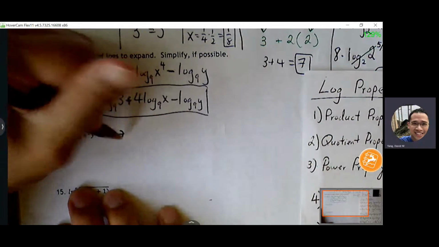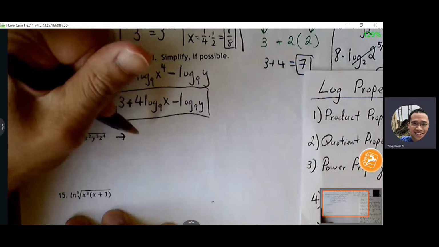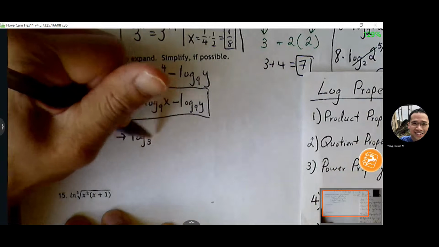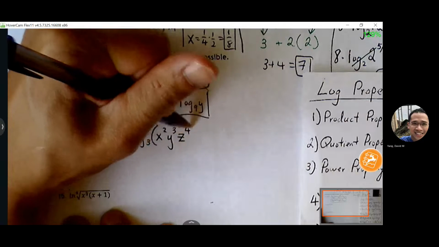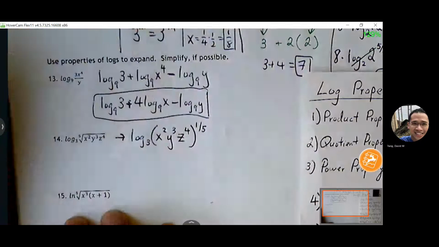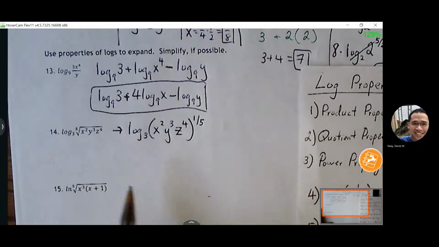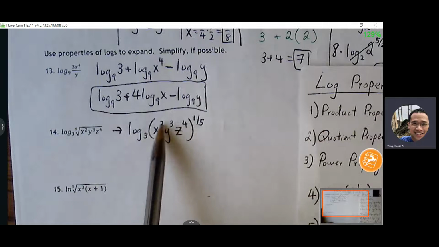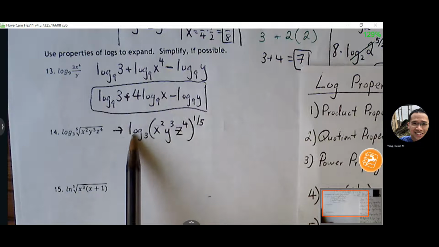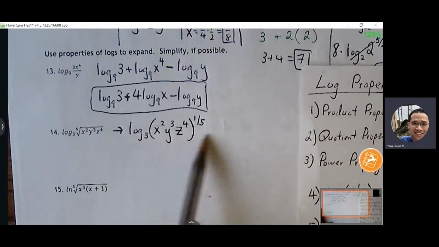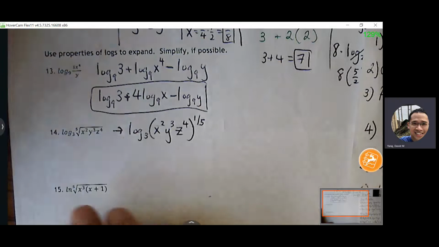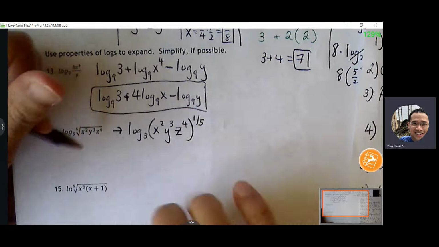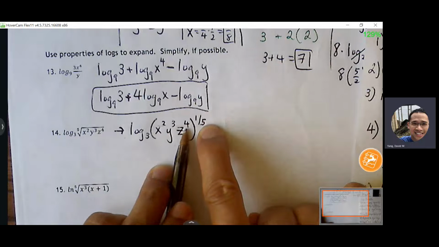Okay, 14. I'm going to deal with that 1/5 to begin with. Fifth root is to the 1/5. There's 2 ways you can go about doing this. You can distribute this 1/5 through, multiply every exponent, or you can bring the 1/5 down first, expand, and then distribute the 1/5 through. Either way, you'll get the same answer. I'm going to bring the 1/5 down, but you can also multiply it and make it 2/5, 3/5, and 4/5.